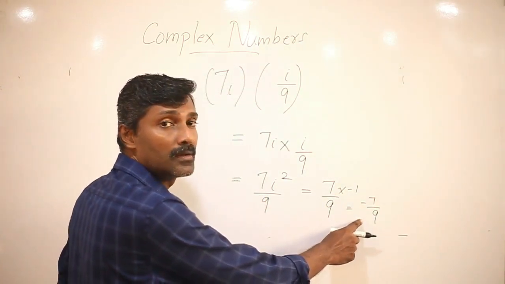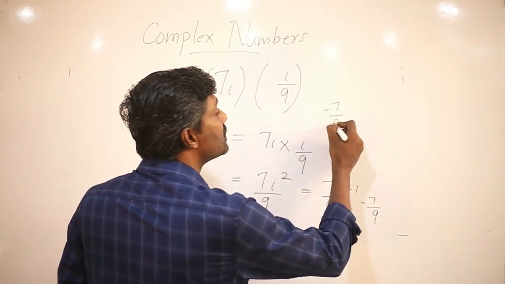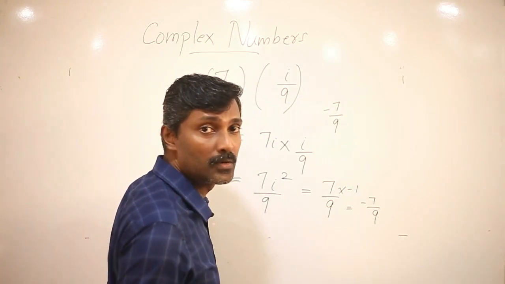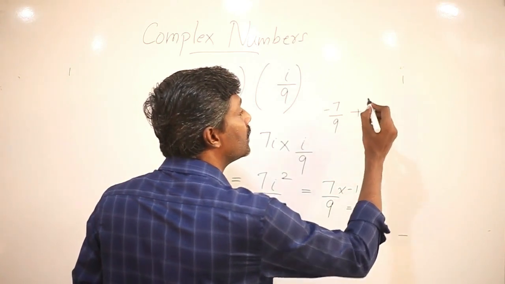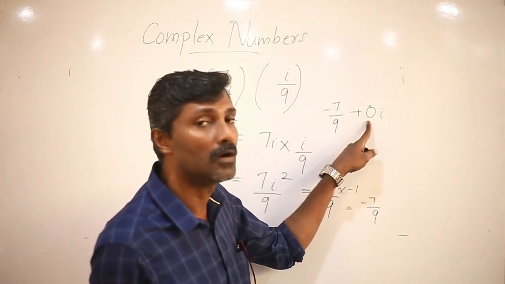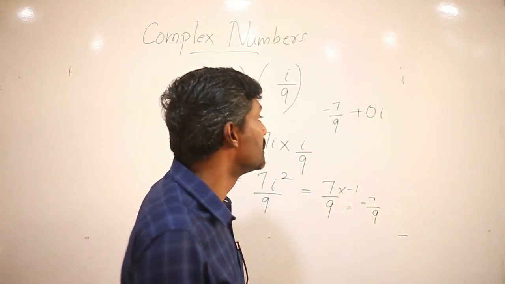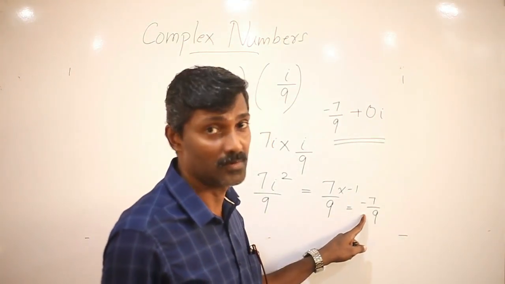We have to represent this as a plus ib, right? So minus 7 by 9 is the real part, but we don't have the imaginary part. Absolutely no worries. Just put plus 0i. Since there is no imaginary part, we just put the value of the imaginary part as 0i. 0 into i is anyway 0. So this is the a plus ib form of minus 7 by 9.